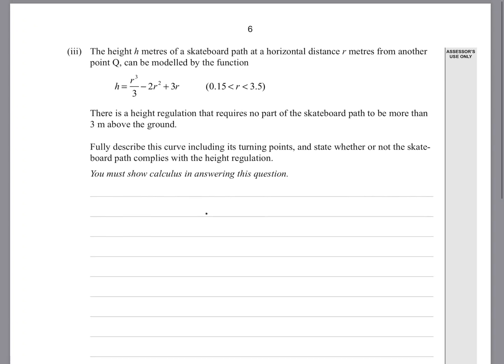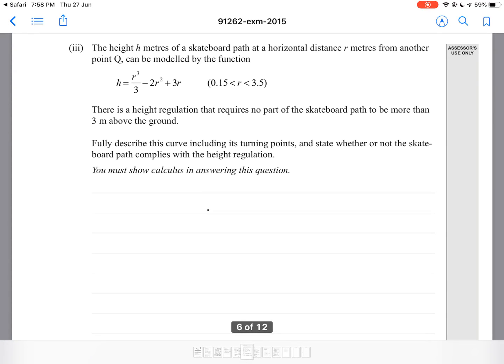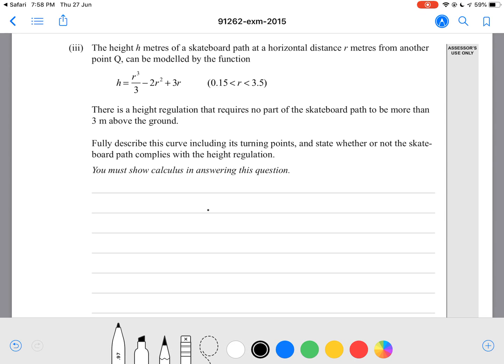Alright, moving on. The height, h meters, of a skateboard path at a horizontal distance, r meters, from another point, q, can be modeled by the function h equals r cubed divided by 3 minus 2r squared plus 3r. There is a height regulation that requires no part of the skateboard path to be more than 3 meters above the ground. Fully describe this curve, including the turning points, and state whether or not the skateboard complies with the height regulation. So once again, we've got to differentiate to find our gradient function, and substitute the gradient equals 0 to find our turning points.